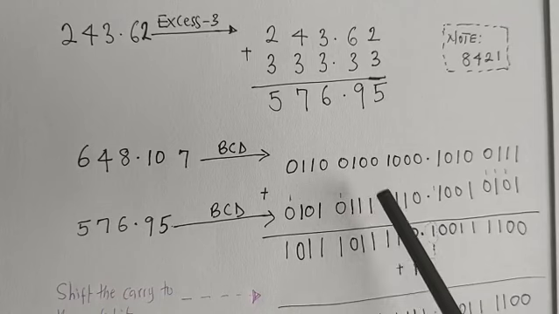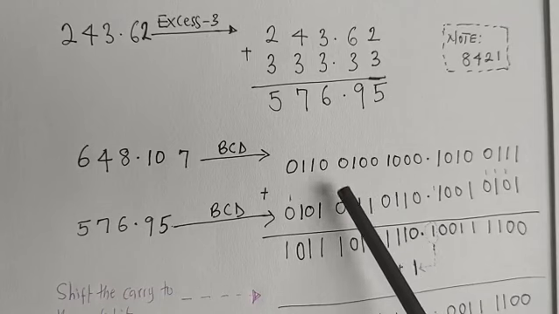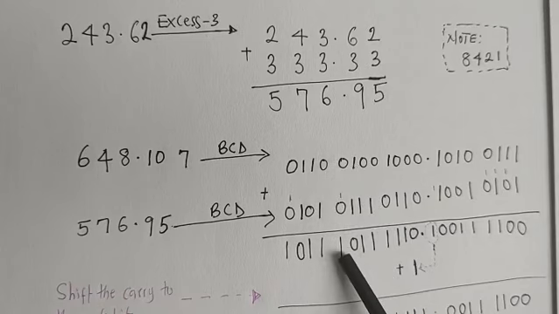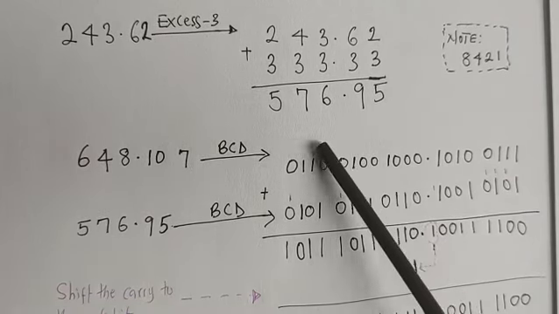0 plus 1, 1. 0 plus 1, 1. 1 plus 1 is 0 with a carry. Okay, we'll take it to the next bit. 0 plus 1 plus 0 is going to be 1. So in this case, there is no carry generated in this segment of bits. Now let's go over to the next segment of bits.